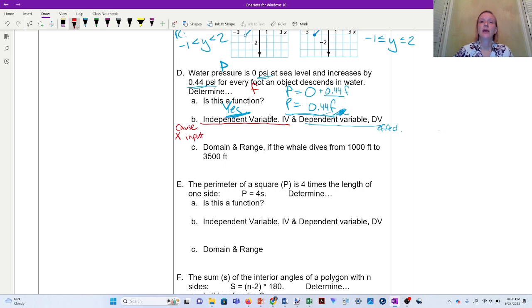And here we have the input values. The cause is the feet we are below sea level. The feet determine what the pressure is, not the other way around. It's not that the pressure somehow determines how many feet we are below water. So the cause is the feet. F stands for feet below sea level. And then the dependent variable depends on that independent variable. And in this example, this would be our P, our water pressure.